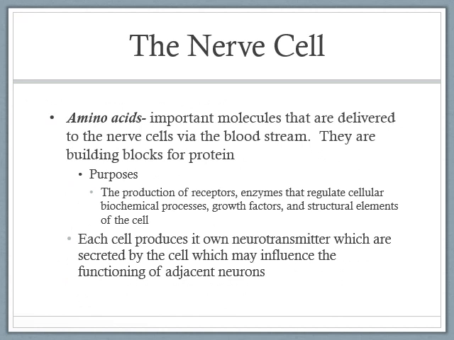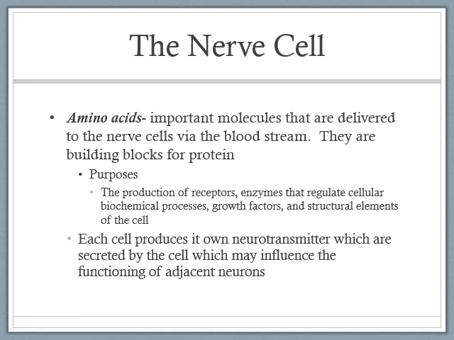Amino acids are important modules that are delivered to the nerve cells via the bloodstream. They are the actual building blocks for proteins. Each cell needs to manufacture proteins. The purposes are the production of the receptors, the enzymes that regulate cellular biochemical processes, growth factors, and structural elements of the cell.